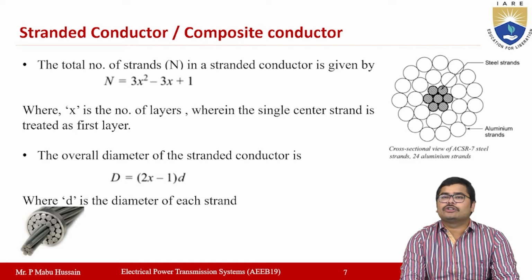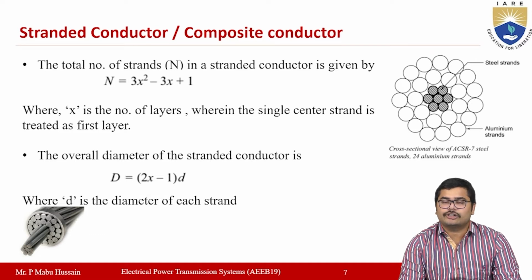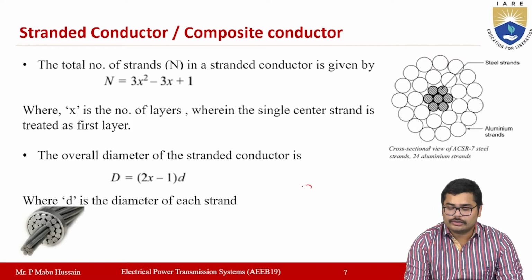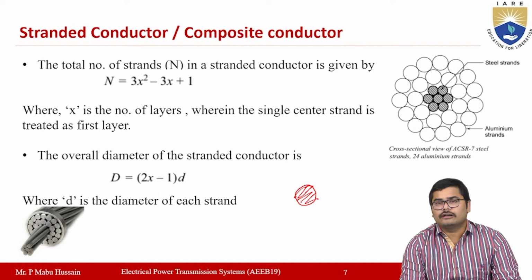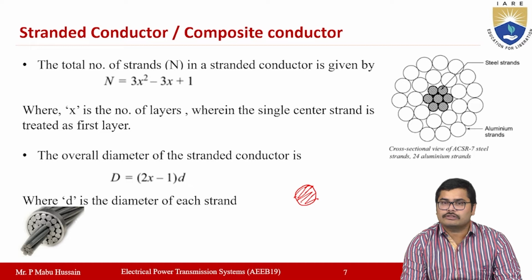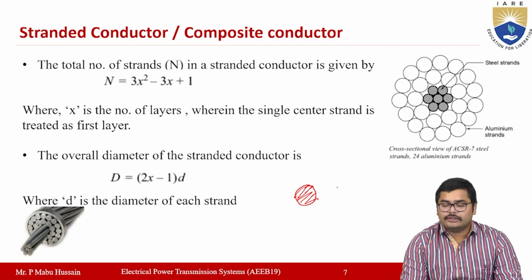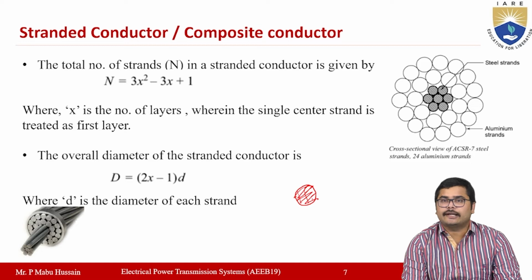Then, let us see what is a stranded conductor or a composite conductor. As you know, in a transmission line system, we are not going to use solid conductors like this. Why? Because when you use solid conductors, there will be more losses due to skin effect, and maybe even corona loss. Because of that reason, instead of using solid conductors, generally we use stranded conductors.